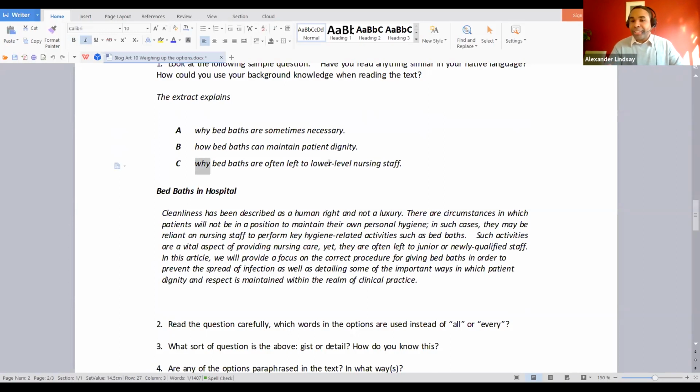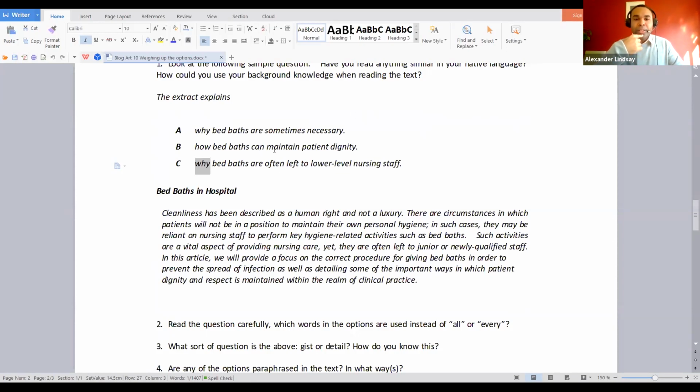None of you put C, which is good, because C was not the correct answer. Even though it mentions the fact that activities are a vital aspect of providing nursing care, it doesn't tell us why bed baths are often left to lower level nursing staff. In fact, the extract is telling us that it shouldn't be left just to lower level nursing staff, because it's so important. So we don't get the answer why. Even though certain parts of option C are paraphrased, we can eliminate that option. Now we're left with A and B. Let's have a look at B.